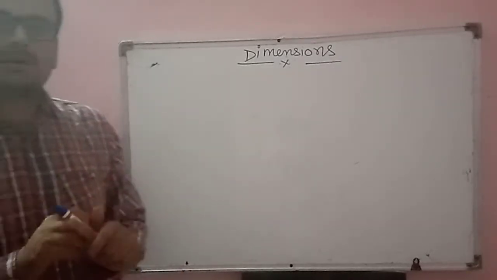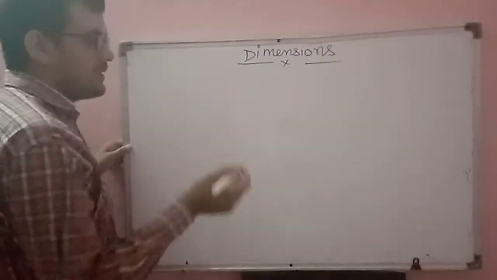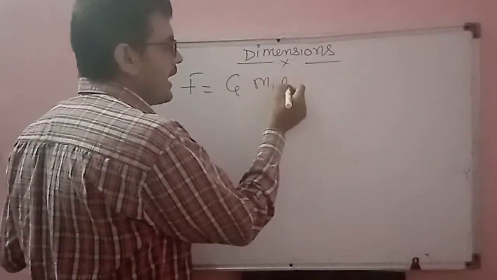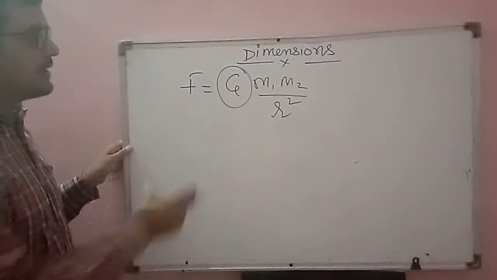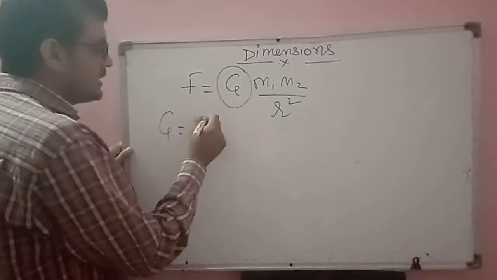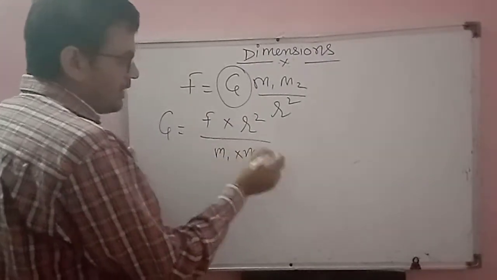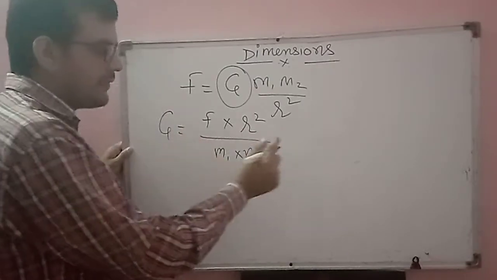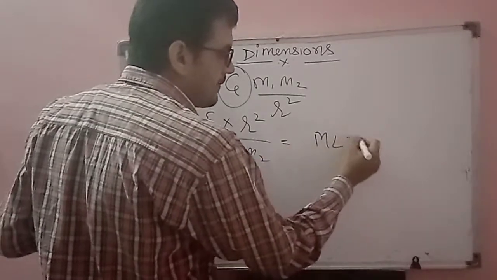Okay, so I am taking some other example, a very common formula we studied in class ninth, that gravitational force F equal to G m1 m2 over r square. So today we will find out the dimension of this gravitational constant capital G. So what will be the value of G? It will be F r square over m1 m2. If you know the dimension of F, you can calculate it directly. In the last video I told you the dimension of F is MLT to the power minus 2.